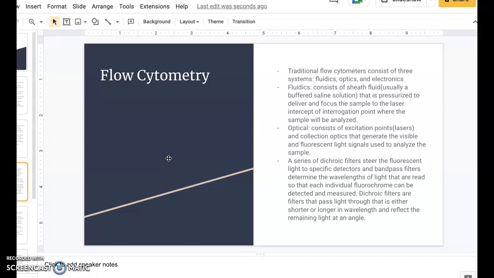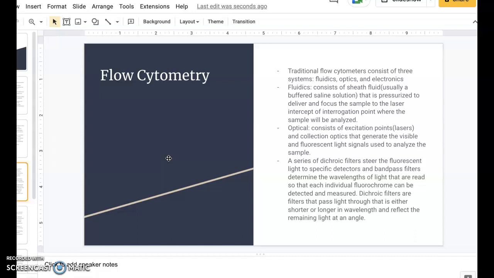The next is optics, which consists of excitation points or lasers and collection optics that generate the visible and fluorescent light signals used to analyze the sample. So this is how you actually see the light that is detecting the particles within this sample.